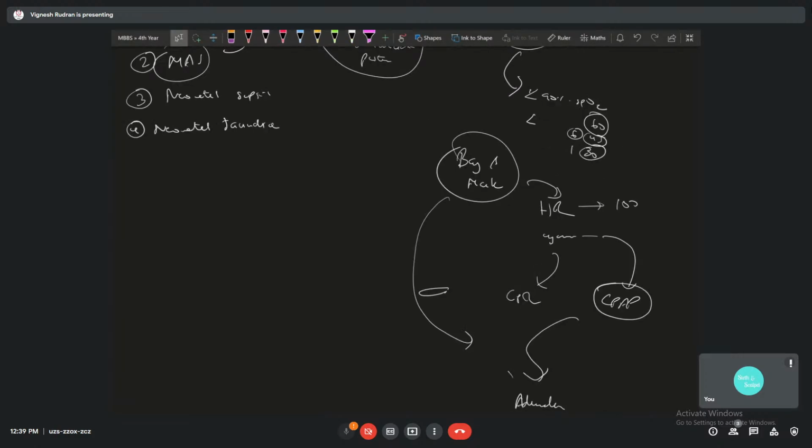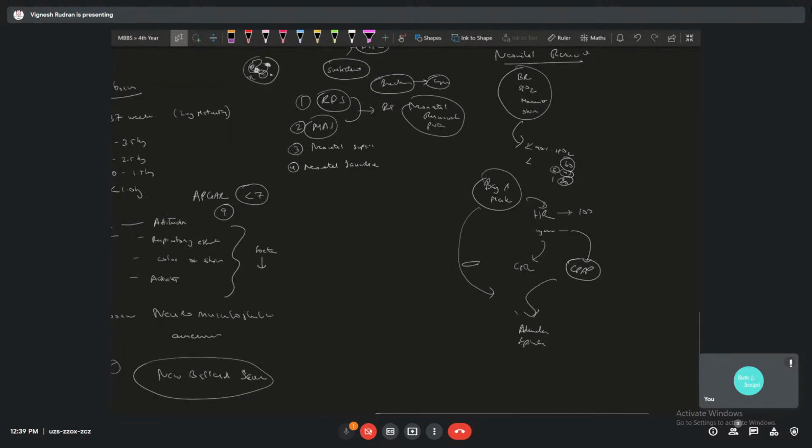This is a rough algorithm. This is not perfect, so please go check your textbooks once. But the concept is you check the respiratory system, make sure it's all right, supplement it, and then check the cardiovascular system and supplement it. If you're not able to supplement, use drugs, and then take care of the baby. So that is all about neonatal resuscitation.